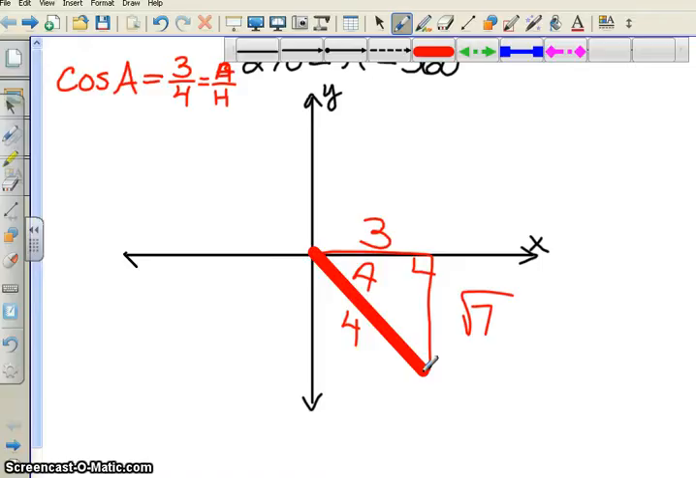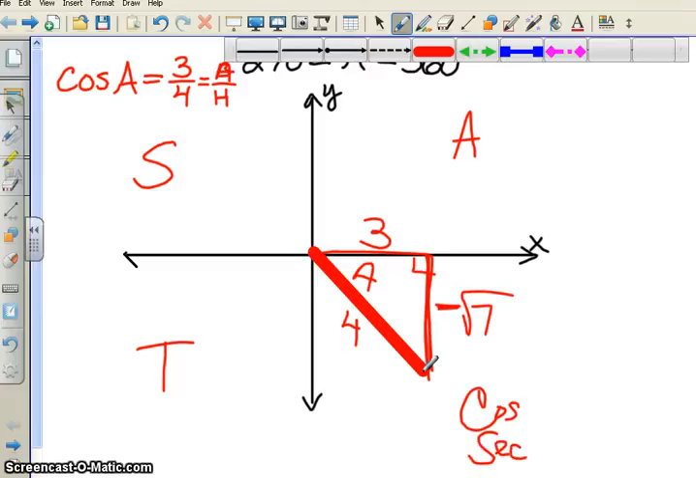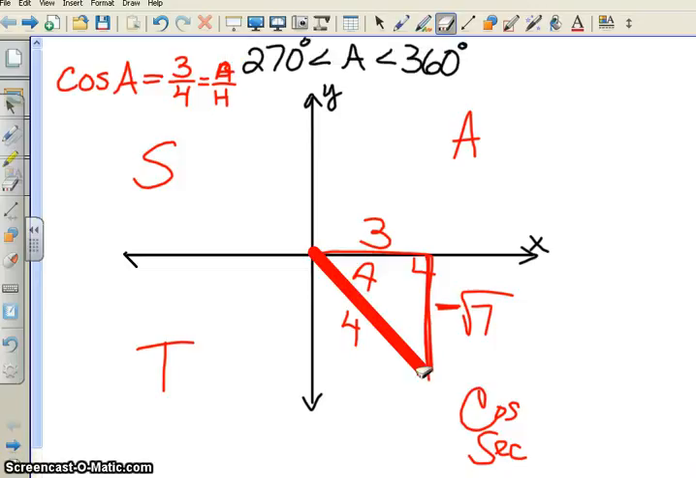And this side of the triangle should be negative because we are going down into the fourth quadrant, which will make all of our other trig functions besides cos and secant be negative, because in the fourth quadrant only cos and secant are positive. All the other ones will be negative. So my other trig functions, secant, the reciprocal of cos, is just going to be 4/3.